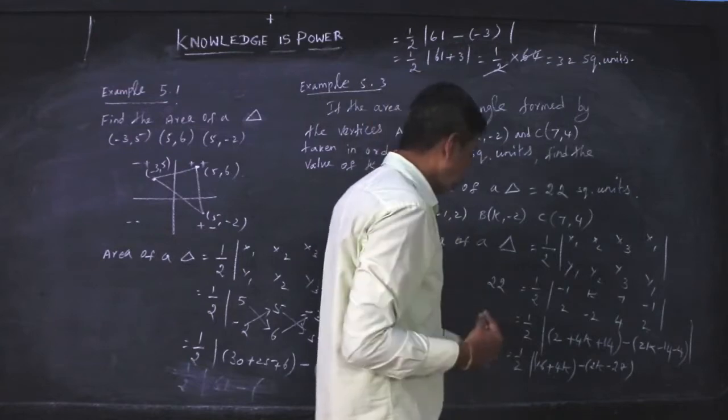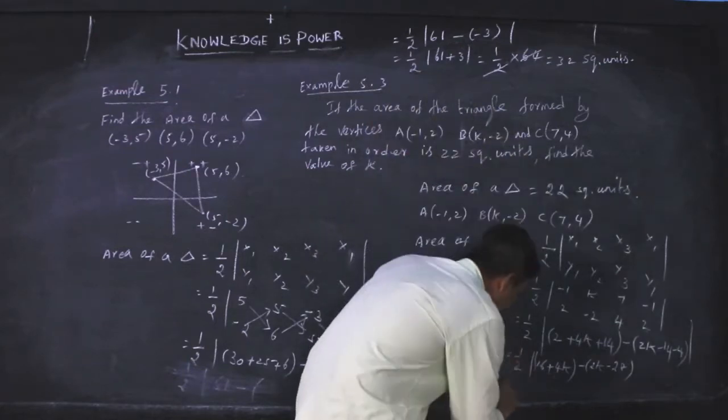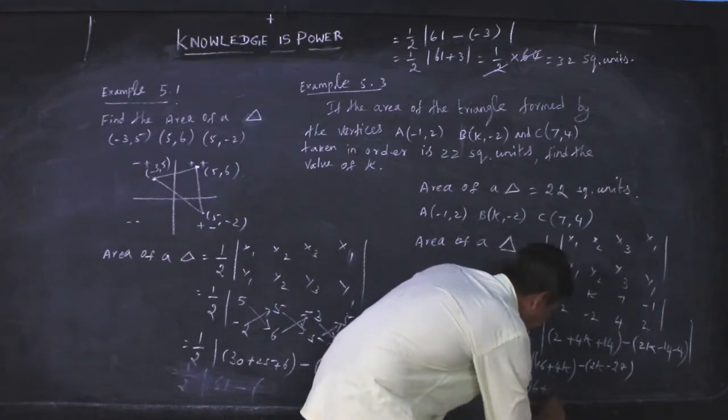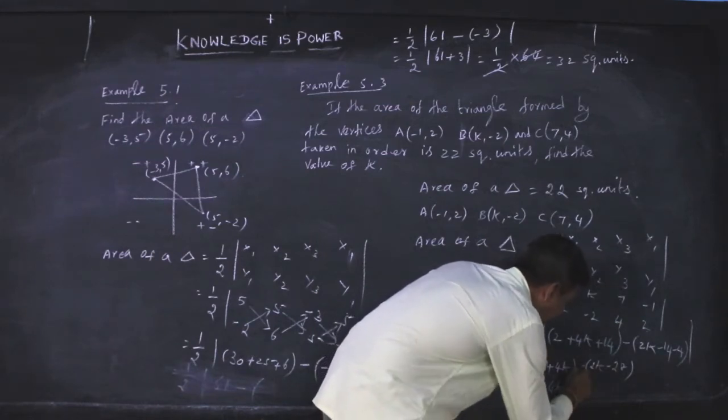Now I have to reduce this. So equal to 1/2, 16 plus 4k minus 2k.